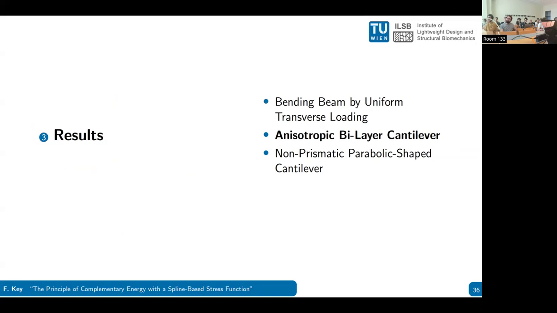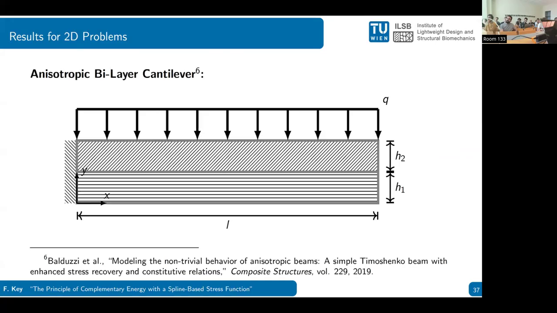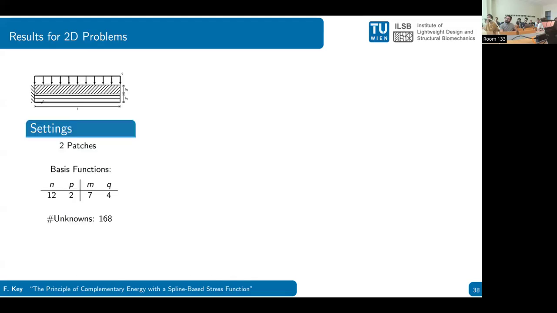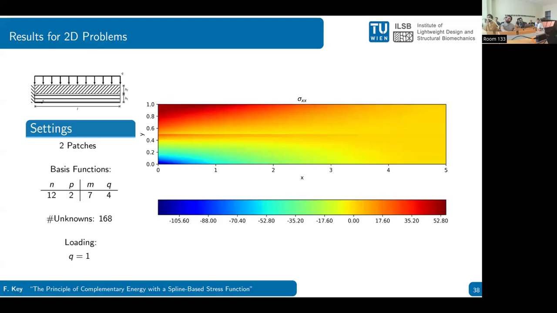We look at this bilayer cantilever, which basically has two parts with two materials, and these patterns here show the anisotropy of the material. In this case, we use two patches. We divided this in two patches, and we have a total of 168 unknowns. And this is the result that you get.